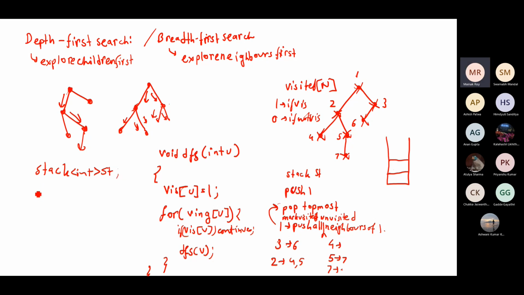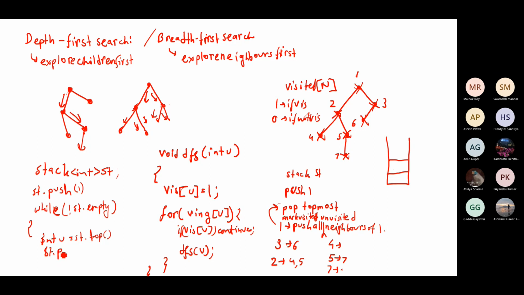So if some stack, then stack.push(1), let's say, and then while the stack is not empty, while not stack.empty(), you can just take int u equals st.top, and then you pop it, mark u as visited, and then push all unvisited neighbors. That's it. Also, I explained it for a tree, but you can apply the same thing on regular graphs.